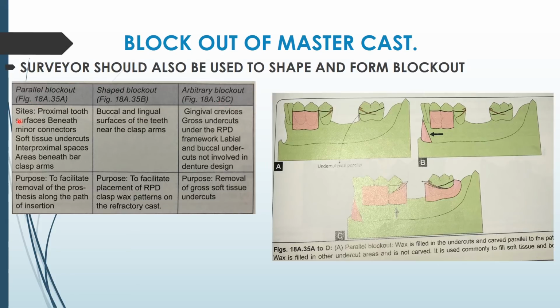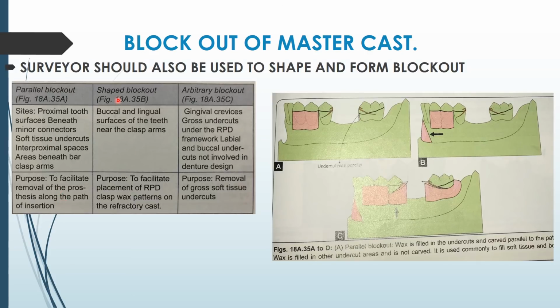So for the parallel blockout, the sites can be the proximal tooth surface, beneath the minor connectors, and the soft tissue undercuts. What is the purpose of doing these parallel blockouts? It is to facilitate the removal of the prosthesis along the path of insertion. So it helps in the removal of the prosthesis.